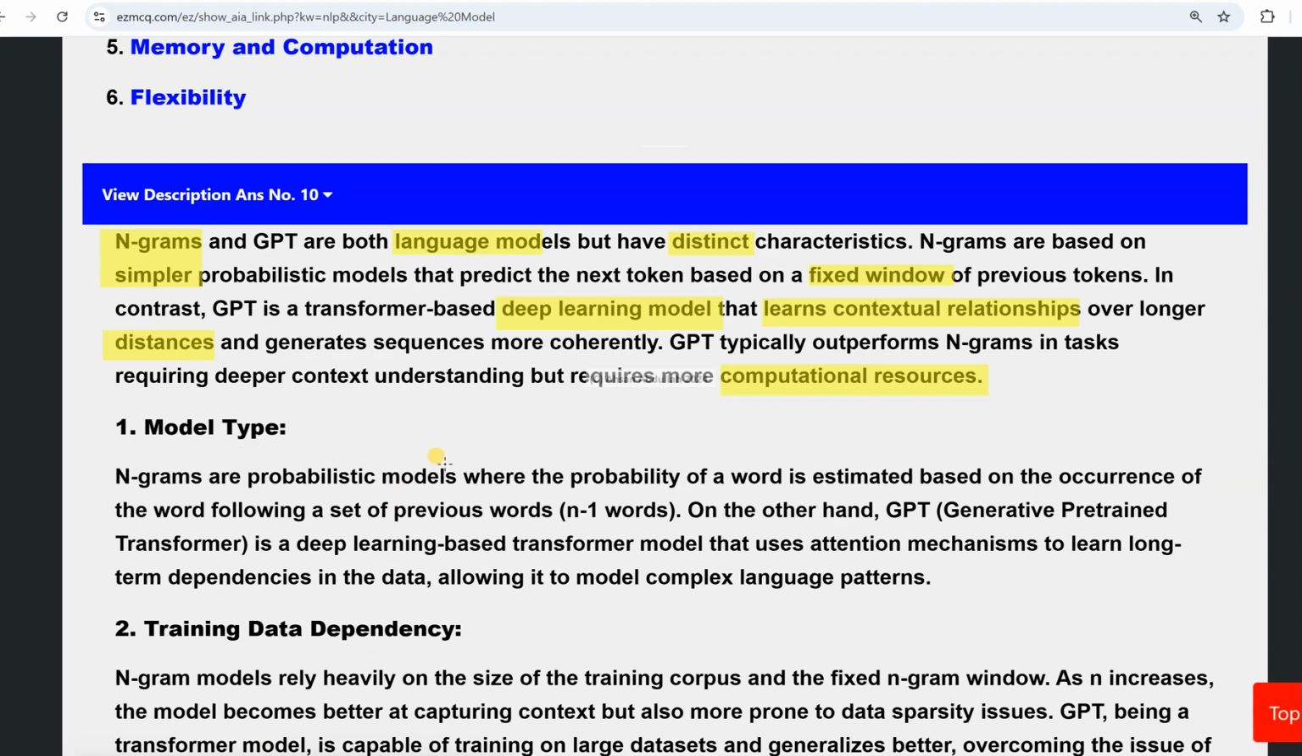N-gram is probabilistic, and the word is estimated based on the occurrence of the word following a set of previous words, at most n minus 1 words. GPT is a deep learning based transformer and uses an attention mechanism that we'll discuss in the next lecture. Not only the attention mechanism, but it works over long term dependencies in the data. What's the benefit of it? It can model complex language patterns. It means that the result produced by GPT is going to be more human like, as compared to n-gram.